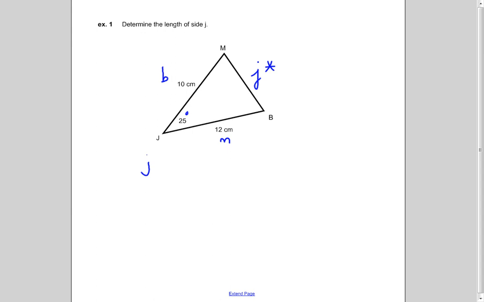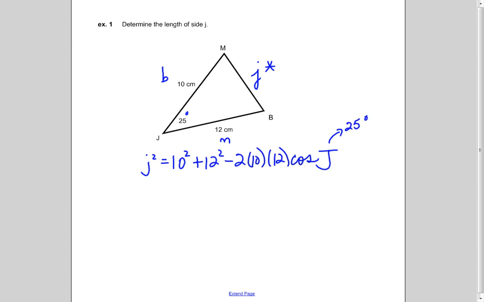So I would need to set up the cos law as j squared equals, and big angle J would be at the end. The order of the other two doesn't matter. So I would need a 10 squared and a 12 squared minus 2 times 1 of each, cos angle J, and I happen to know angle J is 25 degrees.